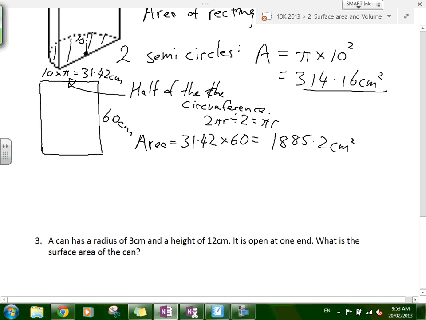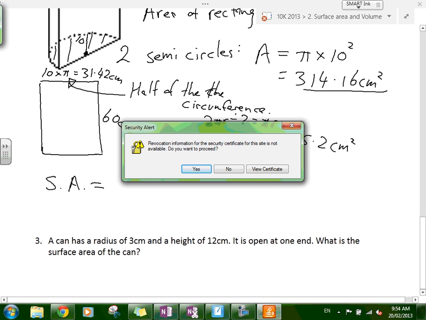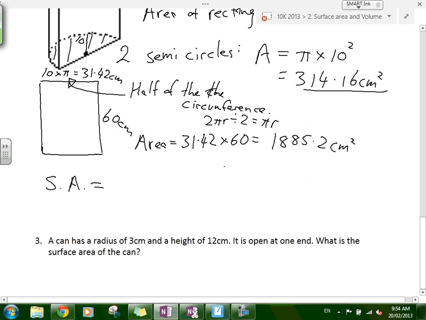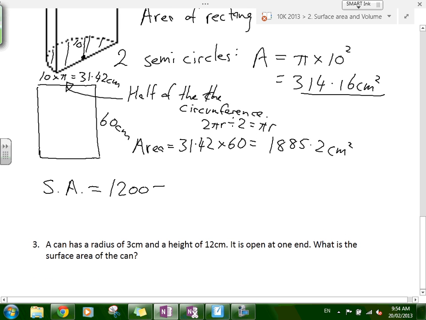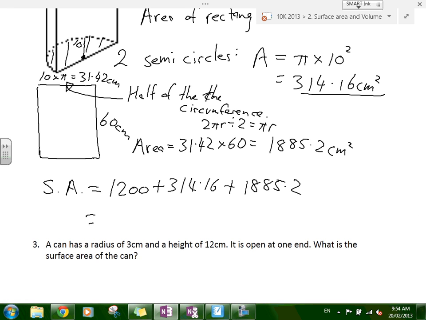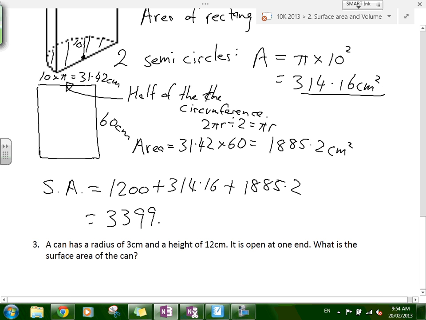If we add them all together, the surface area is equal to, the first one was 1200, plus 314.16, plus 1885.2, and that is equal to what, Adrian? 3,399.36.